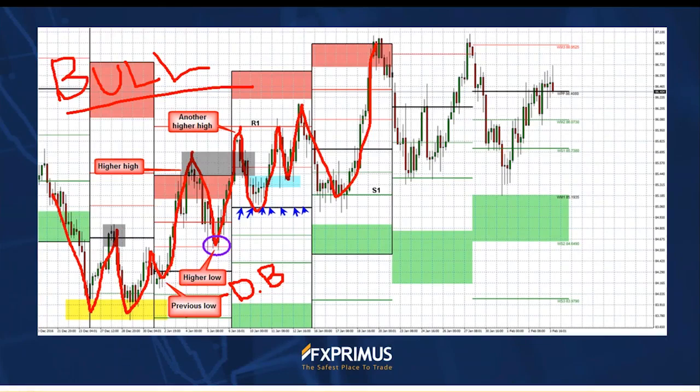Have you noticed we haven't changed our bias here? Even though price has come down a hell of a long way, we're still bulls, where all we're doing is buying at support. We buy at support, and then what happens? It goes all the way up to a weekly R2, and everybody knows that you take profit at R2 or S2.